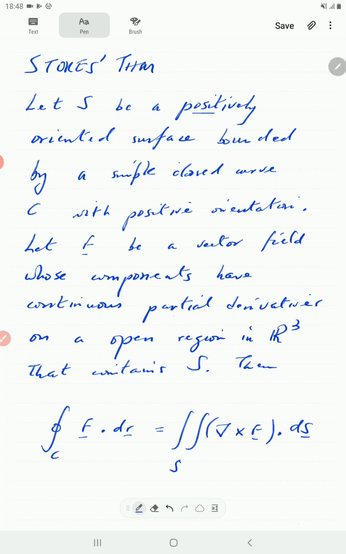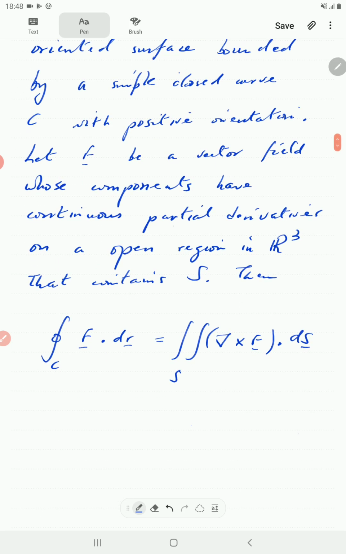So if S is a positively oriented surface bounded by a simple closed curve C with positive orientation, and F is a vector field whose components have continuous partial derivatives on an open region in R3, this region must contain S, so S is a subset of the region. So basically the partial derivatives of F are continuous throughout S.